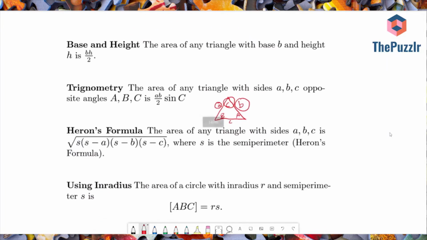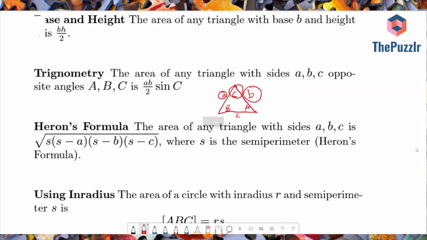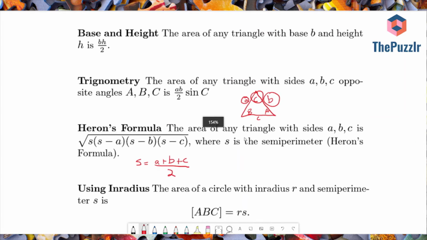The next one is also a pretty common one, Heron's formula. The area of any triangle with sides a, b, and c is the square root of s times (s minus a) times (s minus b) times (s minus c), where s is the semiperimeter. The way that we find the semiperimeter is the sum of all three sides, and since it's a semiperimeter, you divide by 2. So s in this formula is equal to (a plus b plus c) over 2.